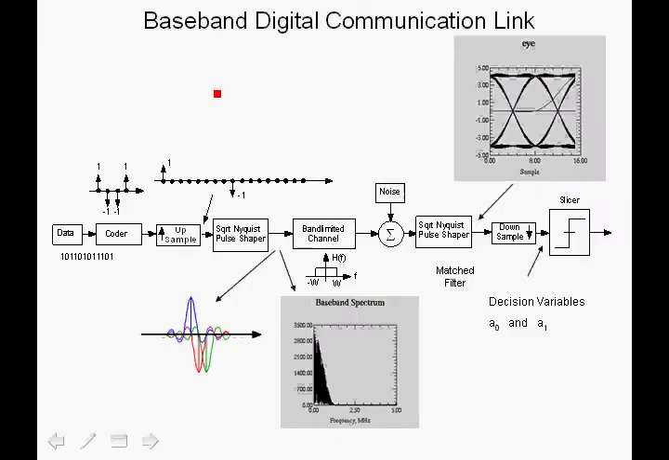Here we will examine the baseband digital communication link. We have data that generates random ones and zeros with a 50% chance of a 1 and 50% chance of a 0, equally likely.